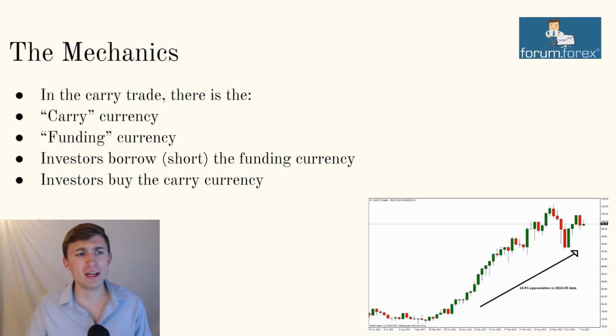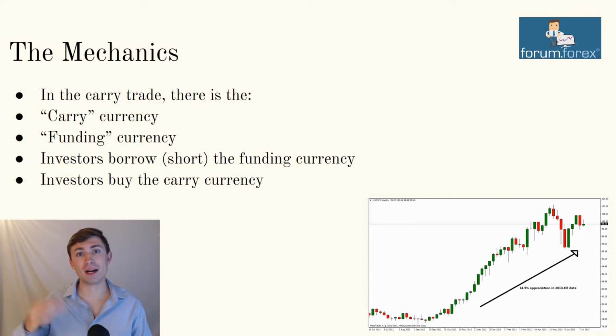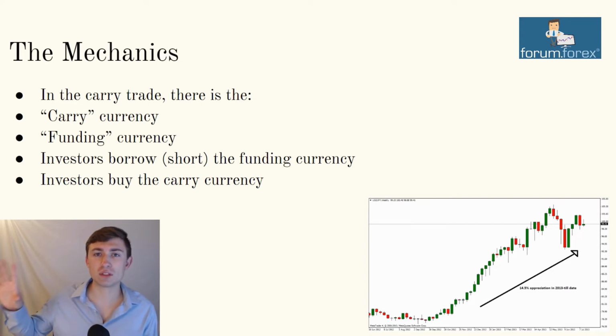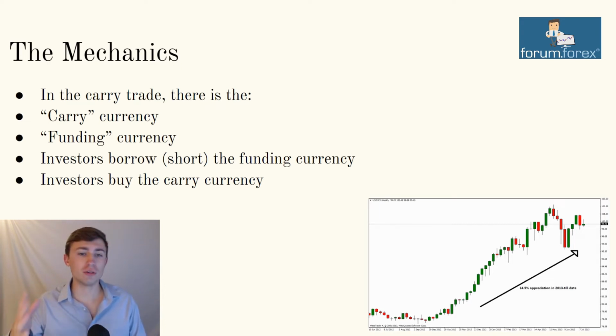So in the carry trade, we have a currency pair, so we have two currencies involved. We have one carry currency and we have one funding currency. Now the carry currency is the one that's going to be paying a higher interest to you, so this is the one that's going to be crediting you, and the funding currency is what we're going to use to actually buy that currency. So when we're buying the USD Swiss, remember we're selling Swiss francs to buy the US dollar. So investors borrow or short the funding currency, and they buy the carry currency.